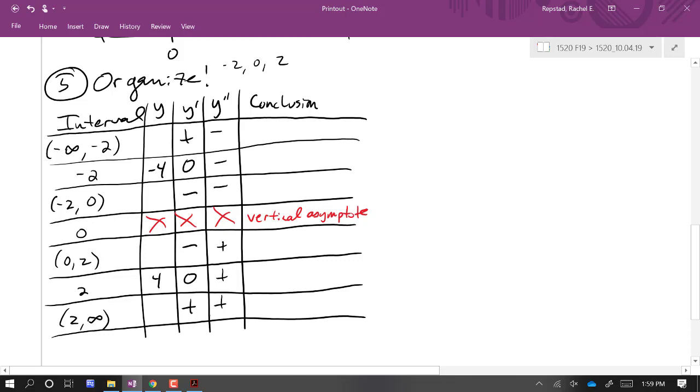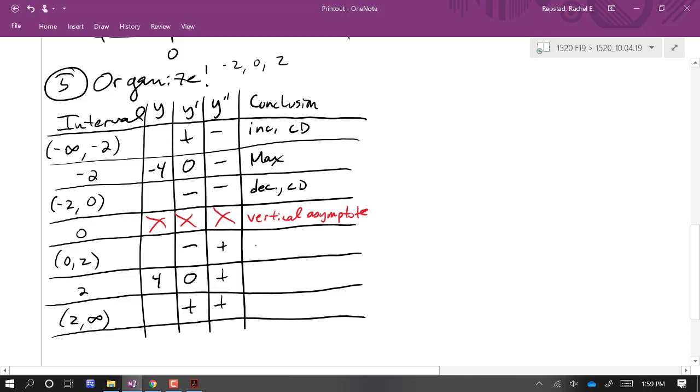What are our conclusions? The first is increasing, concave down. Concave down, sorry. And then we have our maximum. Yep. Decreasing, concave down. Next.